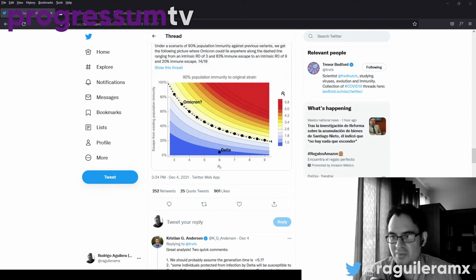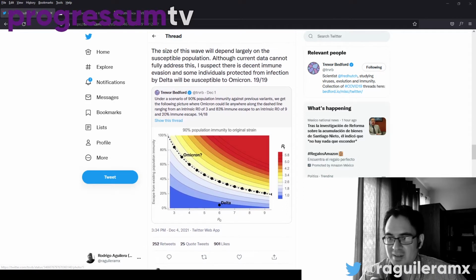So if it turns out that it does have an R naught much larger than Delta, then its vaccine immunity escape is not as bad. For example, if it had an R naught of 9, its vaccine escape would be around 20-ish. Whereas if it had an R naught of 3, then it would have a vaccine escape of around 83%, which means pretty ineffective, at least for transmission. Remember, this is just transmission. This does not mean that you are going to die just because it has an 80+ vaccine escape.